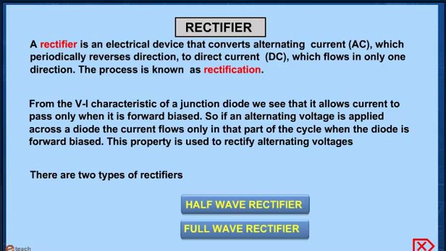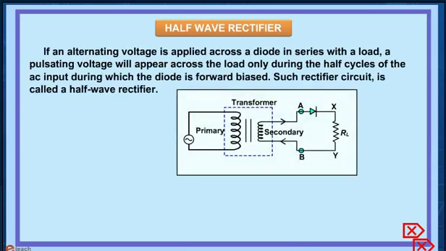Half wave rectifier. If an alternating voltage is applied across a diode in series with a load, a pulsating voltage will appear across the load during the half cycle of the AC input, during which the diode is forward biased. Such rectifier circuits are called half wave rectifiers.